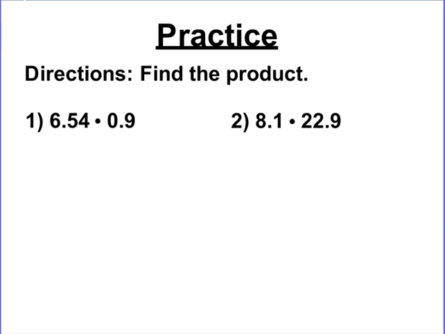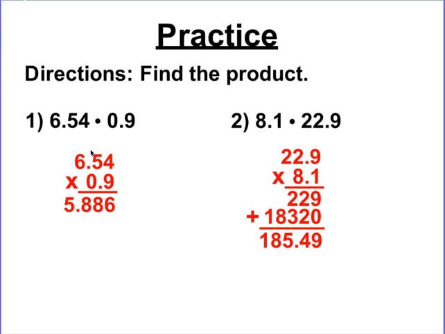Okay, here's what I came up with. In the first problem, I did not line up my decimal points. I just multiplied everything by 9. I got my answer. And I put my decimal point in where it is because, if you notice, there are 2 decimal places here. There's 1 here. 2 plus 1 is 3, so I should have 3 in my answer.